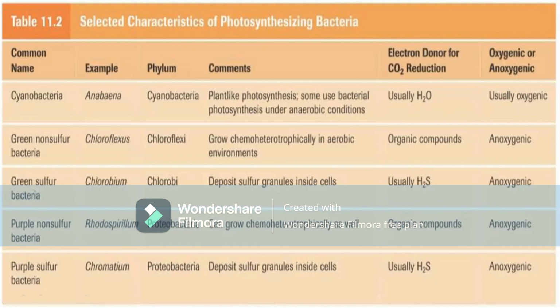The other organisms, the green non-sulfur bacteria and the purple non-sulfur bacteria, use different organic compounds available in their environment as a source of electrons for carbon dioxide reduction, and they are also anoxygenic.